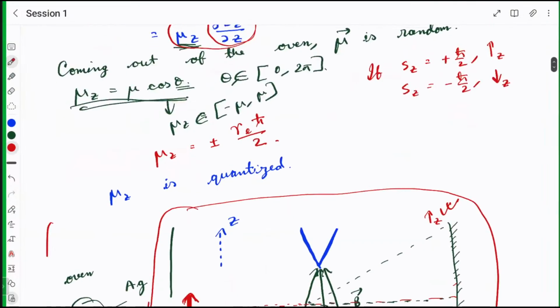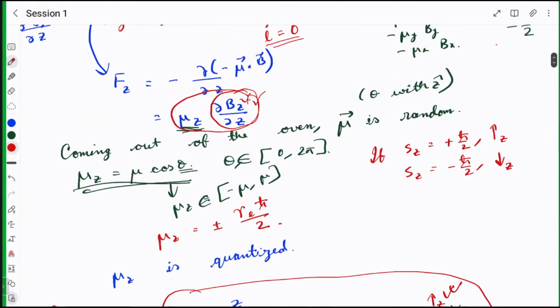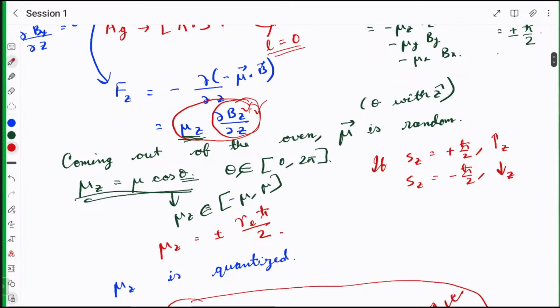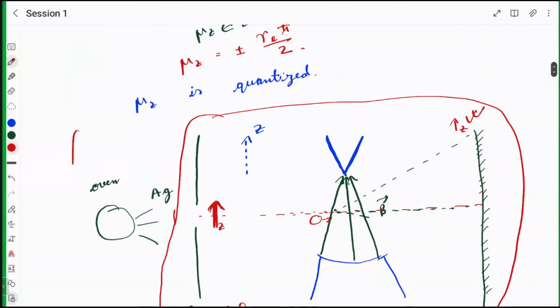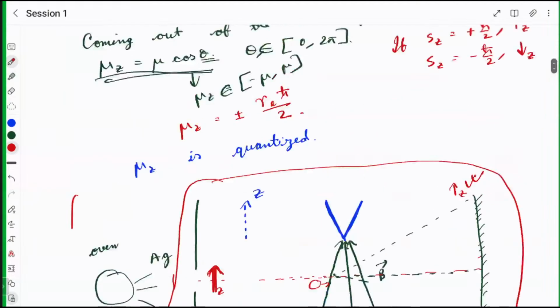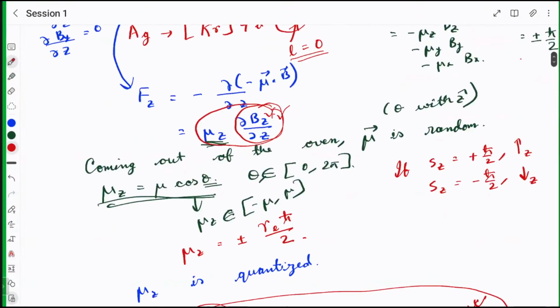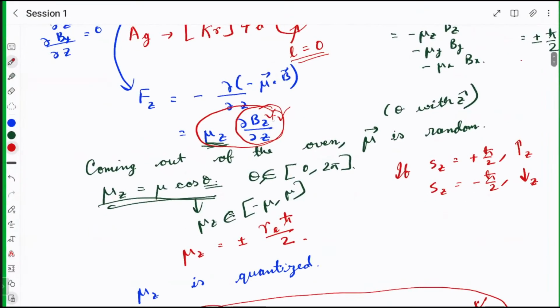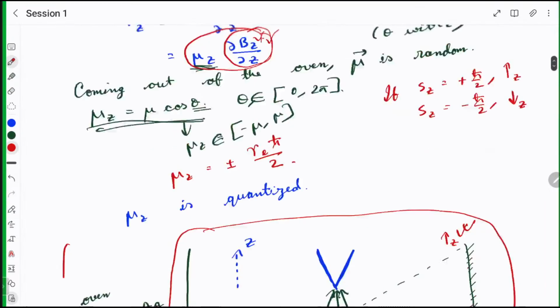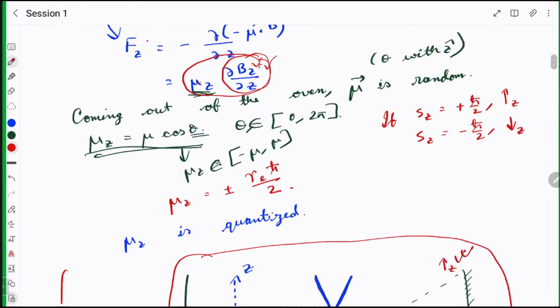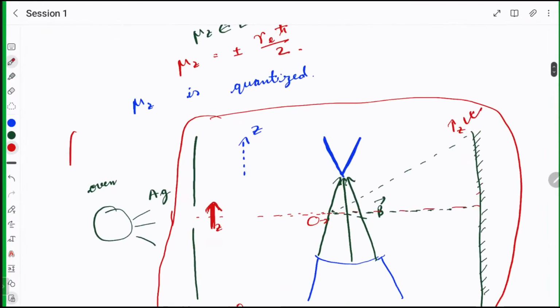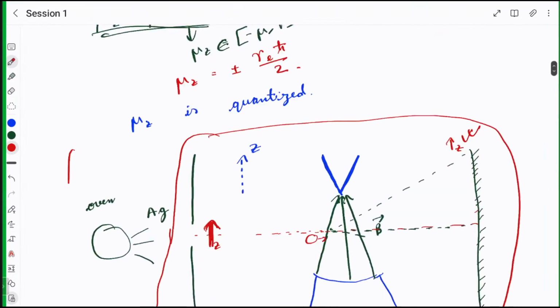That is an interesting question. In principle, yes. So what's stopping it from flipping to down z, for example? Okay, let's try to see what is happening. We have this force acting on the silver atom, and that force is dependent on mu z, so basically on Sz, on the spin of the particle. So the force is dependent on the spin.